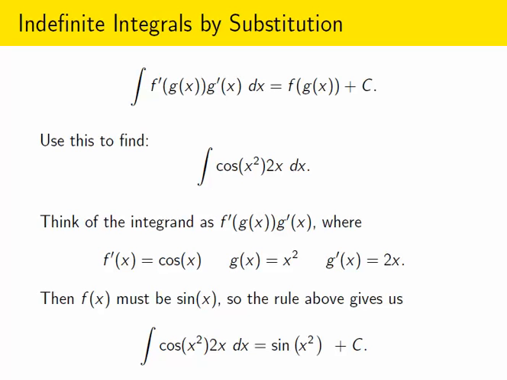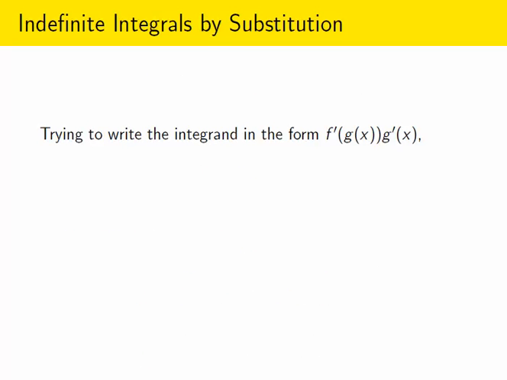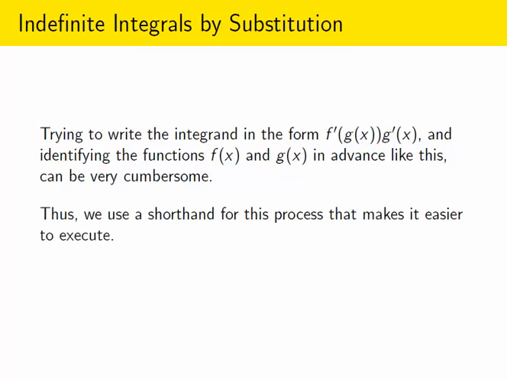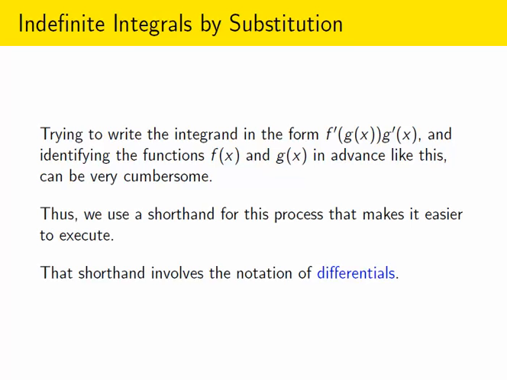All right, this is how you could formally reverse the chain rule. But it's a little bit awkward. If you want to try to write the function you're integrating in this form, you kind of have to know what your f and g are going to be in advance, and you might feel you need to know what the antiderivative of the outside function in your composition is going to be, and that's not always easy. It can be rather cumbersome to use the formula the way it was written on the previous screens. So we're going to use a shorthand instead, and that shorthand involves the notation of differentials.